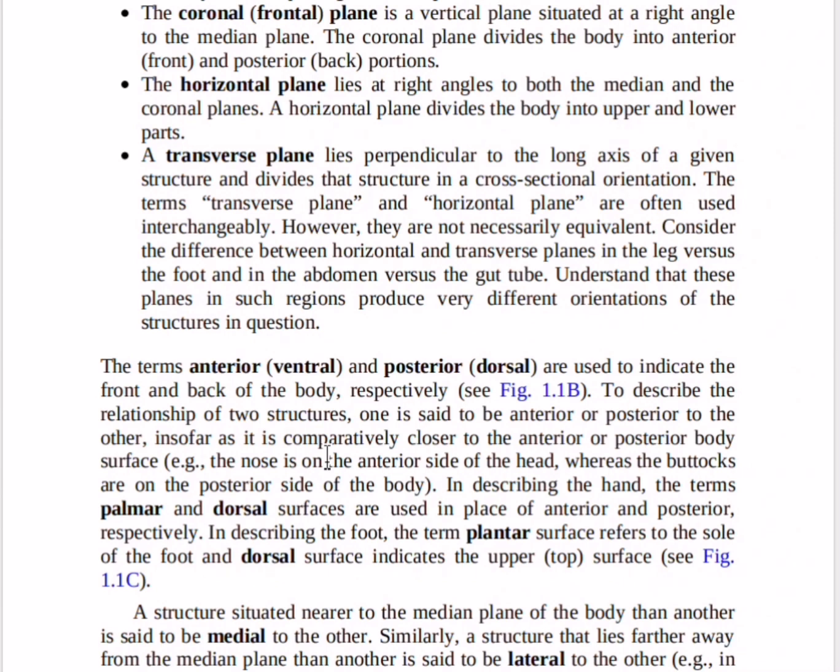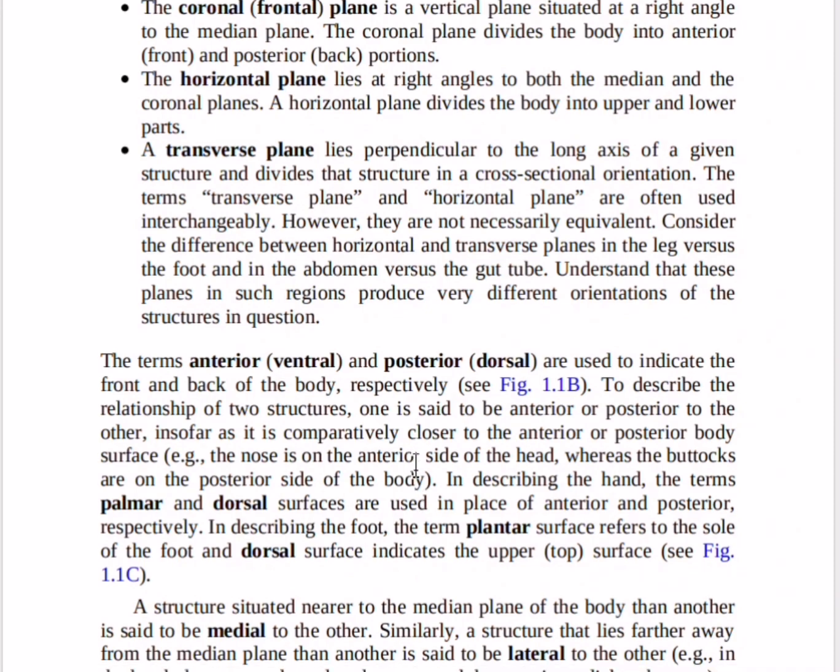And your eyes are posterior to your nose. We can also say that your nose is ventral to your eyes and your eyes are dorsal to your nose. I hope that makes sense.